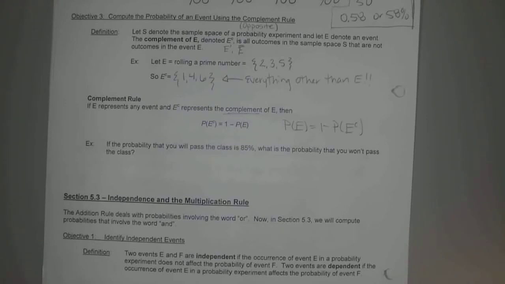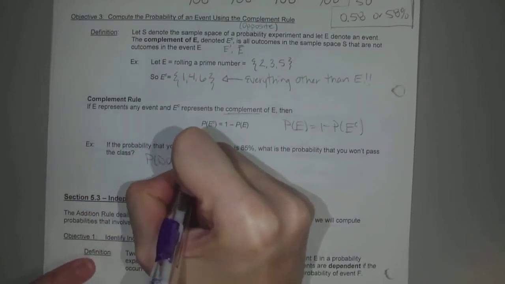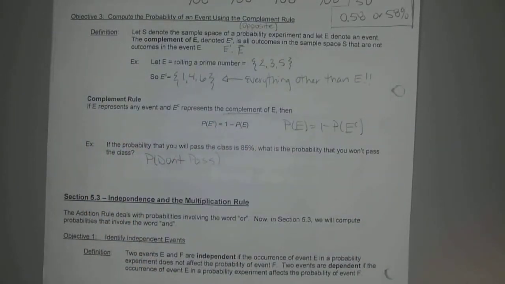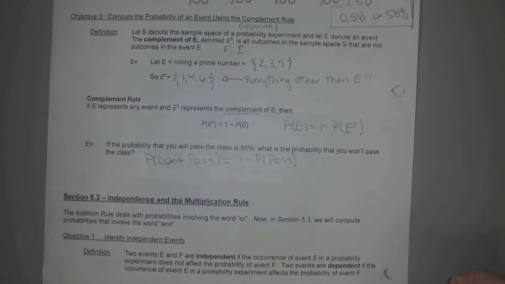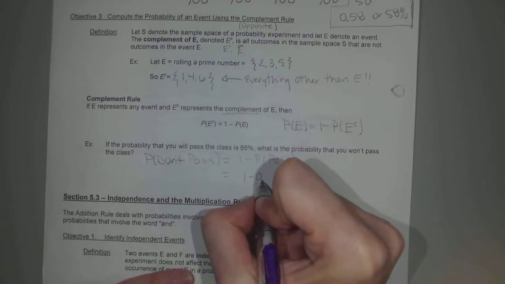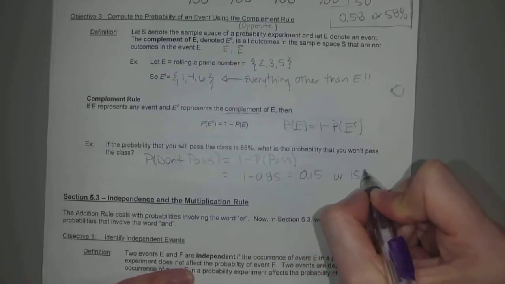So let's look at this problem here. It says, if the probability that you'll pass the class is 85%, what is the probability that you won't pass the class? Well, you guys can do this real quick, but I want to do it using the notation, okay? The probability that you don't pass, we don't know it, right? But don't you agree you're either going to pass or not pass? So they're complements of each other. So the probability that you don't pass is just 1 minus the probability that you pass. So that's just 1 minus 0.85, or what? 15%.